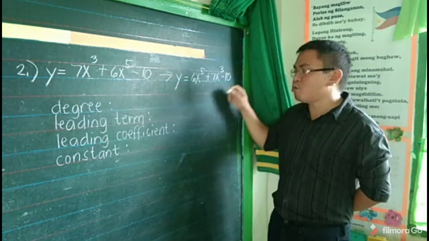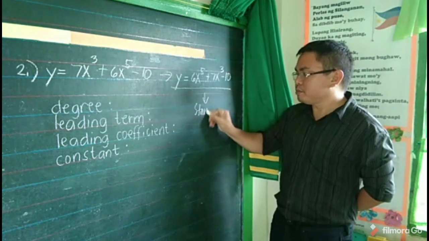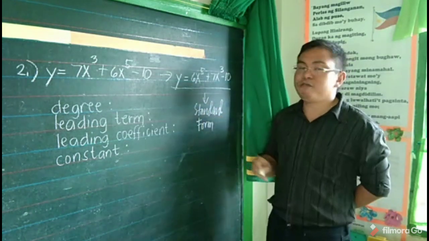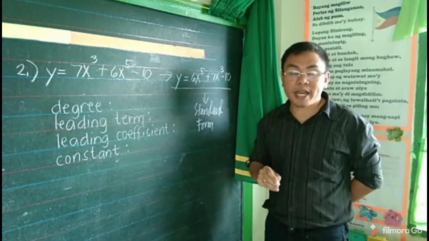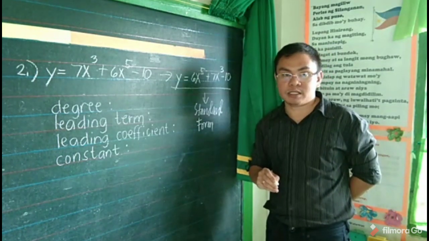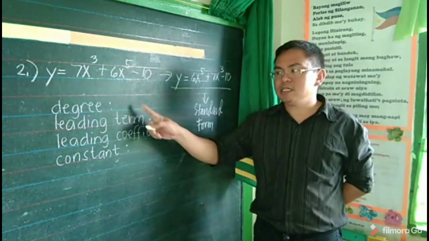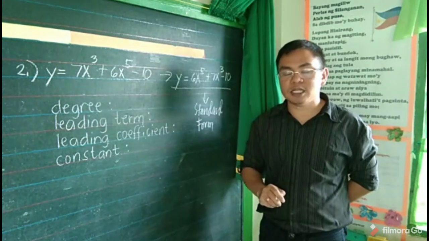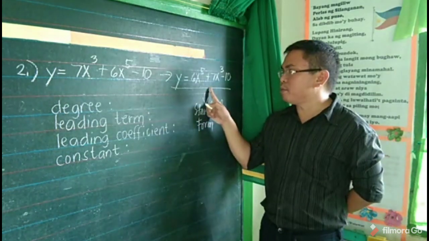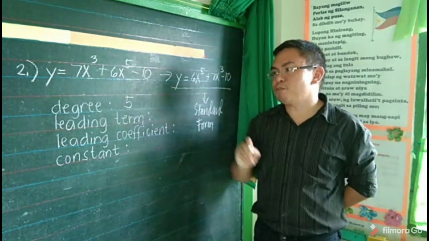And this is what we call the standard form. This is the standard form of your polynomial function when the terms are arranged in descending order of powers. After doing that, it would be easier to identify the degree, leading term, leading coefficient, as well as the constant term. What is the degree in this example? The degree is 5, since it is the highest exponent.